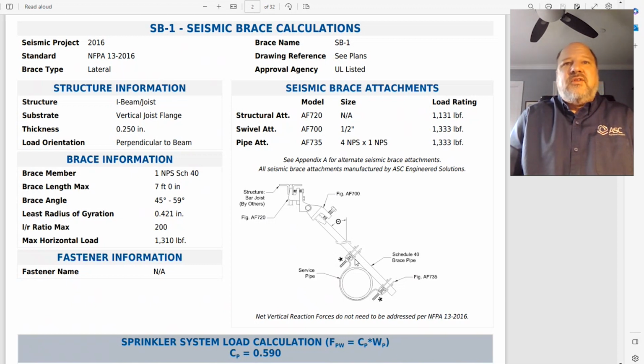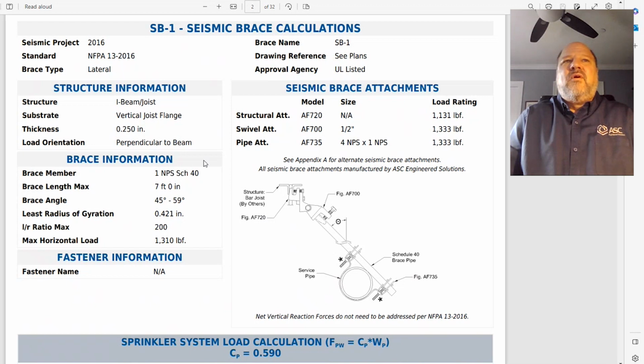Brace information, this is all talking about how strong is this piece of pipe here, and it's 1-inch pipe, 7'0". This is the angle orientation I picked. This is the slenderness ratio, least radius of gyration, and the maximum load. This all comes right out of the NFPA tables for Schedule 40 pipe.